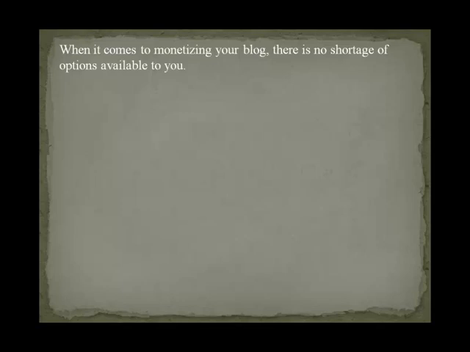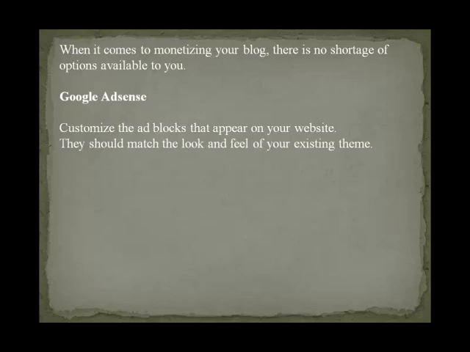To start, you should focus on a blend of both highly targeted advertisements and affiliate products. As your blog grows, you can continue to monetize it using alternative options, including direct paid sponsors, and even being paid for reviewing websites and product launches. When it comes to Google AdSense, you want to make sure that you customize the ad blocks that appear on your website so that they match the look and feel of your existing theme.